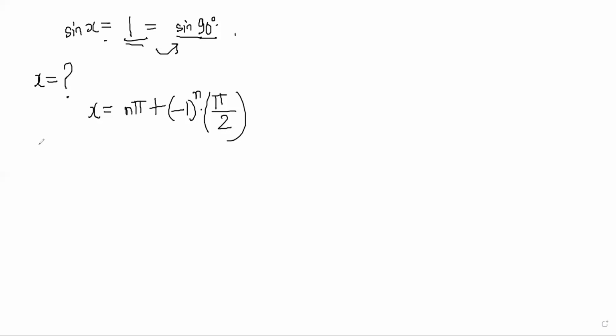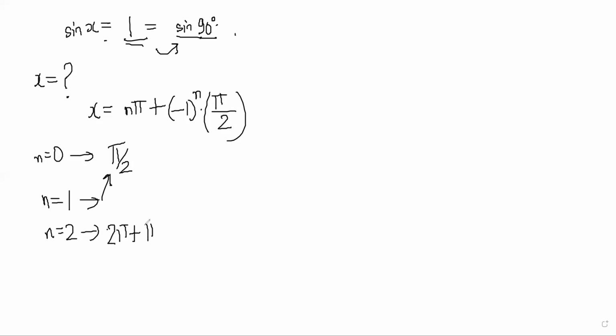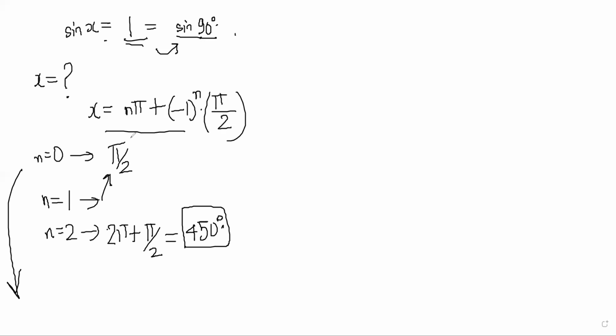Now here if you put n is equal to 0, you get the 90-degree angle, right? Yes, sir. If you put n is equal to 1, what do you get? Pi minus pi by 2, which is again 90-degree angle only, right? N is equal to 2, you get 2 pi plus pi by 2, which is basically 450 degrees, right? And so on. So you will get many angles here. Those will be the answers for this.